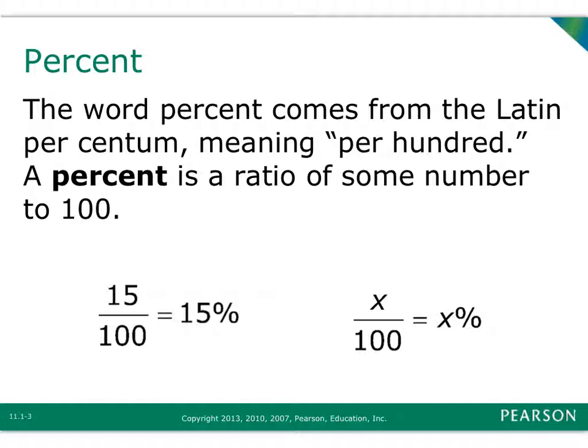The word percentage comes from the Latin per centum, meaning per hundred. A percent is a ratio of some number to 100. For example, 15 to 100 is equal to 15%. X to 100 is equal to X%. Typically, we first put the ratio in decimal form and we multiply it by 100 to get the percent.